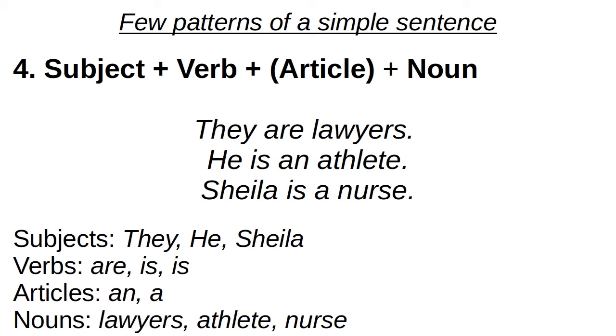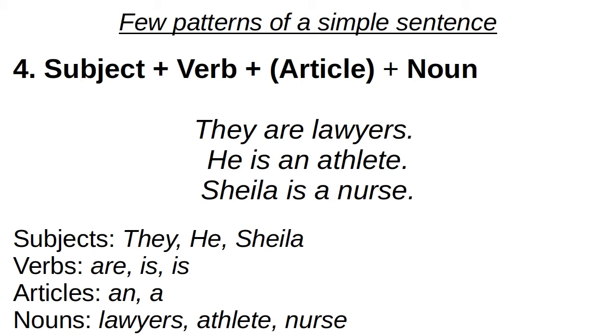Subject, verb and a noun. For example, they are lawyers. They is the subject, are is the verb, and lawyers is a noun. Now this noun can be preceded by an article. Article a and the. Let us see an example. He is an athlete. He is an athlete. He, subject, is verb and article, athlete, noun. Similarly, we can say Sheila is a nurse.